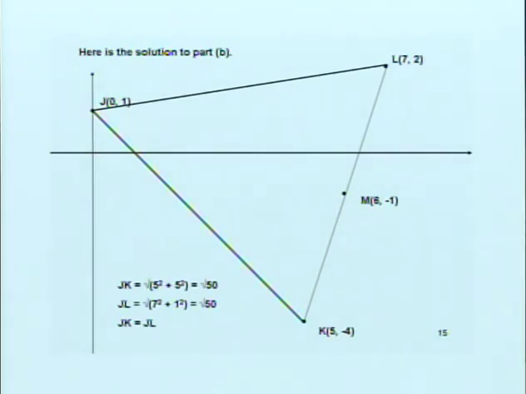Using Pythagoras' theorem and applying it, you will find that JK is equal to the square root of 5 squared plus 5 squared, which is equal to the square root of 50. Finding JL will give us the square root of 7 squared plus 1 squared, which will be the square root of 50. We find that JK is equal to square root of 50. JL is equal to square root of 50. So we can conclude that JK is equal to JL.